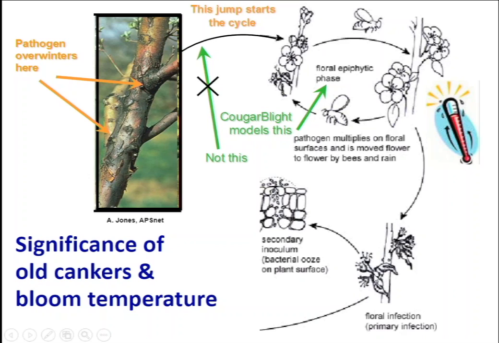Then you get lots of ooze on infected tissues, and it gets you into secondary phases during the summer, where ooze is spread around by insects and by rain and wind and things like that.